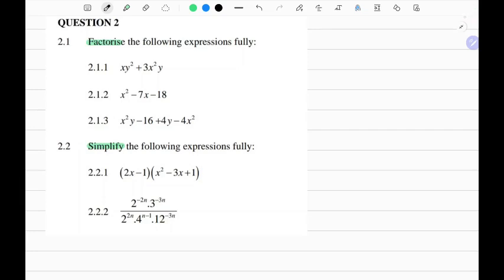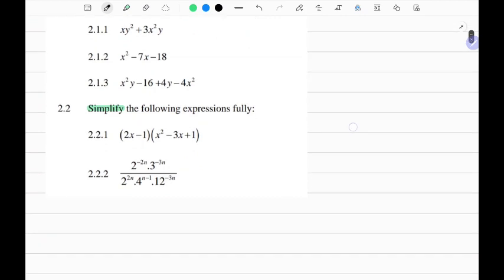Hey, greetings. Today's video focuses on factorizing and simplifying. So 2.1 concerns itself with factorization and 2.2 concerns itself with simplifying. So let's go over 2.1. It says factorize the following expressions fully.